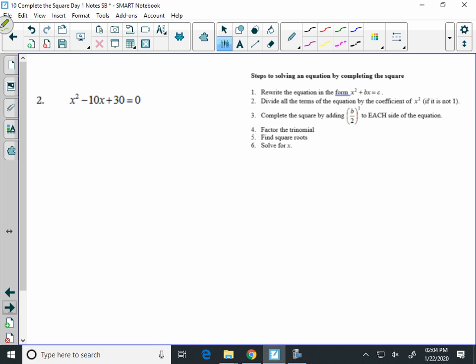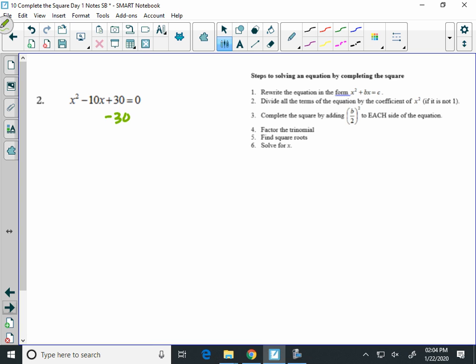Let's try this one. We're going to use complete the square. If you're told to use complete the square, you have to use complete the square. Now that we know all these different methods, you have to use what you're told. If you said, do any method that you would like, then you can pick your favorite. But they're telling you to use complete the square, so we have to. What's our first step?